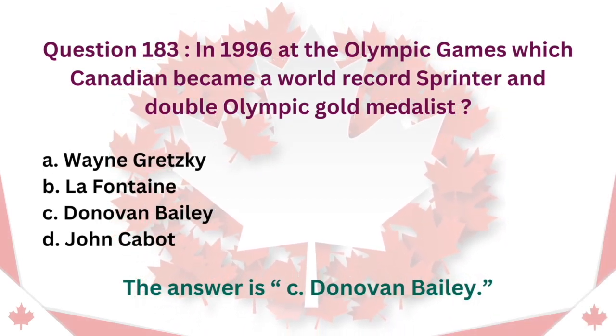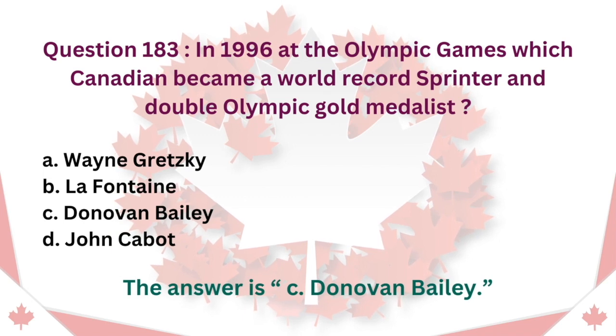Question 183. In 1996 at the Olympic Games, which Canadian became a world record sprinter and double Olympic gold medalist? A. Wayne Gretzky. B. LaFontaine. C. Donovan Bailey. D. John Cabot. The answer is C. Donovan Bailey.